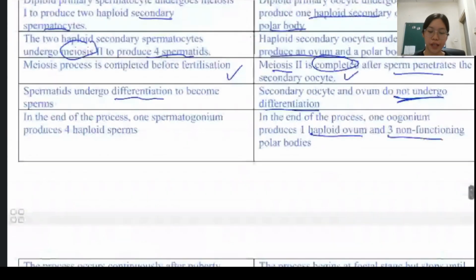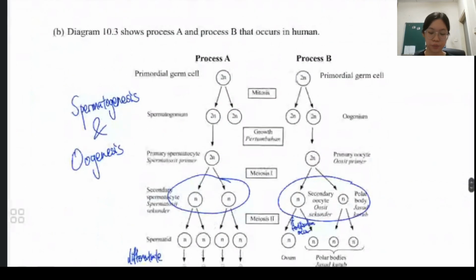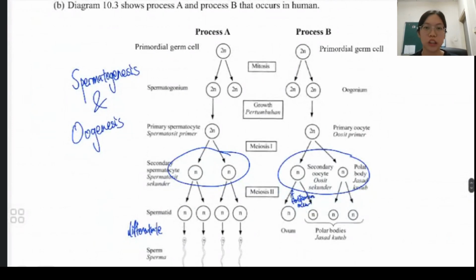So that's all for the oogenesis and spermatogenesis process. I hope you understand.